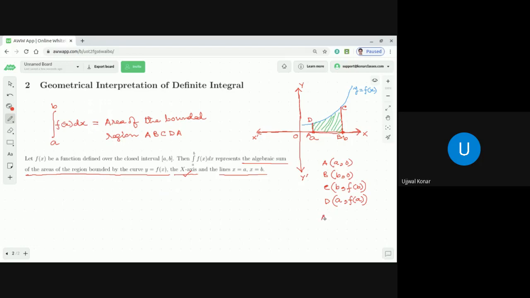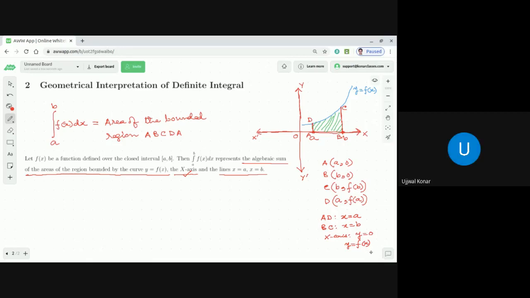Equation of the straight line AD is nothing but x equal to a. Equation of the line BC is nothing but x equal to b. And the equation of the x-axis is y equal to 0. And the curve y equal to f(x). These are the four attributes: three straight lines and one curve.